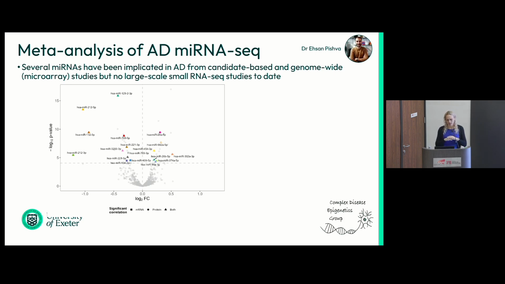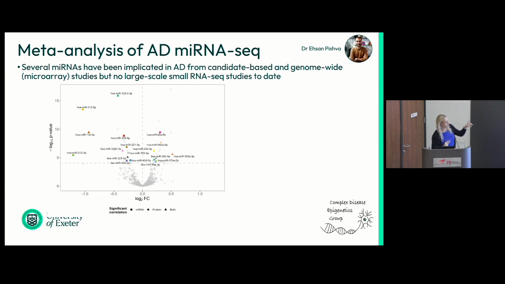So this is a volcano plot of the microRNAs. You can see everything above the dotted line was genome-wide significant. We've color-coded this, so based on the matched gene expression and proteomic data, if we saw a significant correlation with the mRNA, it's shown as a box, and if it's with the protein, it's shown as a circle. If it's with both, it's a triangle.